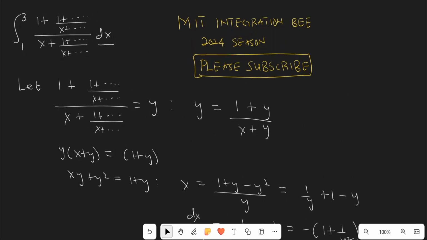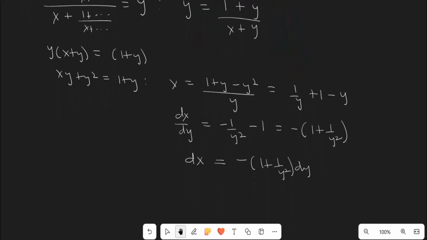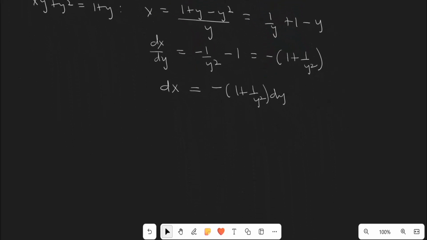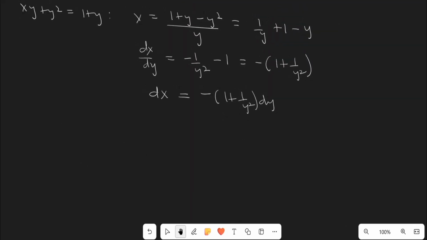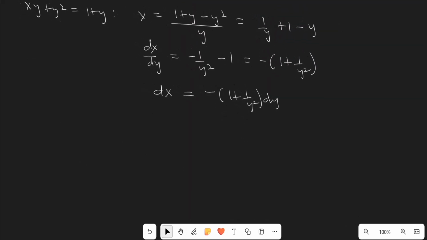Now what about the limits? x is equal to 1 for the lower limit and 3 for the upper limit. So we can use the expression relating y and x here to find the values of y for the lower limit and the upper limit. We can do that in a different color. So x is equal to 1 over y plus 1 minus y.